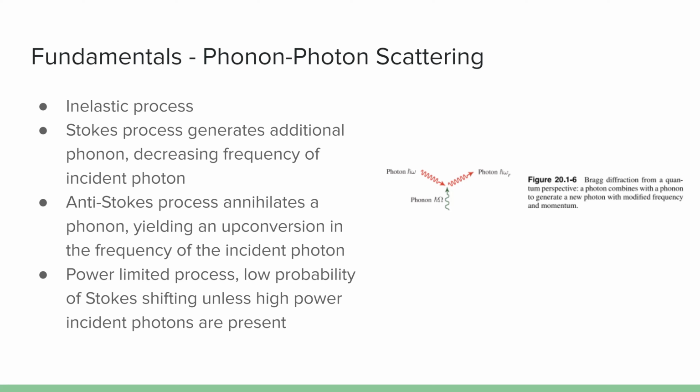Only very specific circumstances will it need to be taken into account. This is a power limited process because, as I mentioned, it's a probabilistic process, as are all quantum mechanical interactions. And so the higher power you have, the higher the probability of your Stokes shifting occurring, up until a certain point, of course, where you reach a saturation and every incident photon is performing some sort of either Stokes or anti-Stokes process in your medium. Right. But at low powers, you have much lower probabilities of Stokes and anti-Stokes processes occurring, which is just kind of logical to a great extent.